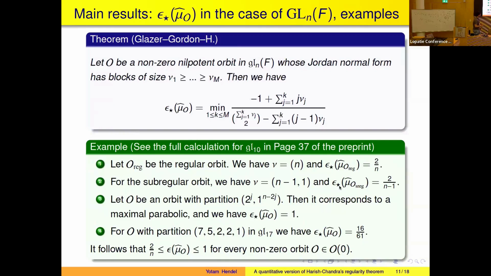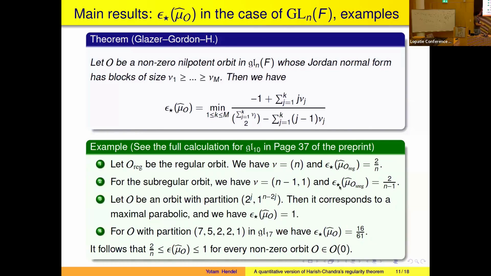But I just want to mention that again we get a formula for epsilon star of mu hat for any stable Richardson orbit in any Lie algebra. And now if you actually want to explicate this, this is some work, and in particular there are a lot of questions. So the answer is I don't know, but you can try and see for yourself.